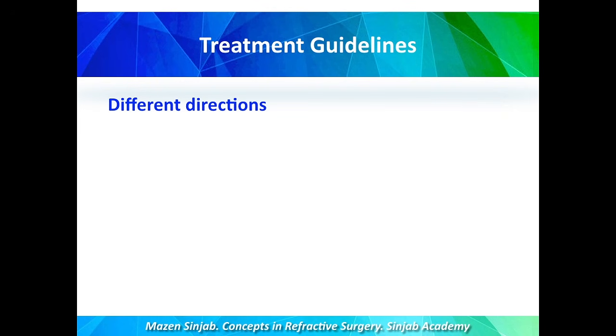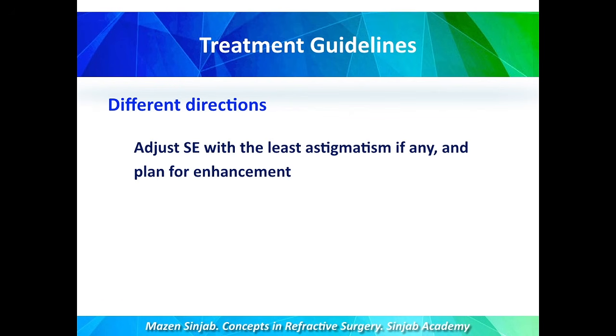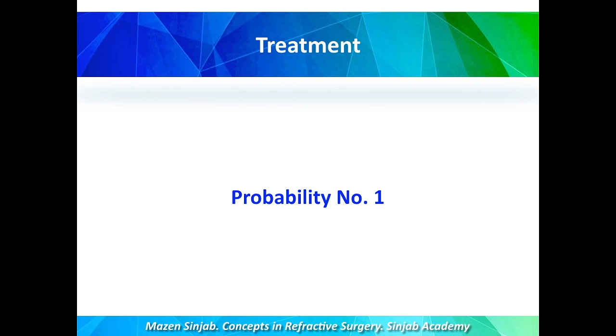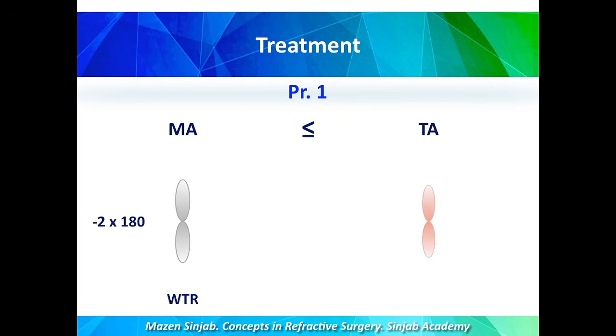In the different direction subclassification, we have only one rule. Adjust the spherical equivalent with the least astigmatism, if any, and plan for enhancement. Now let's study each probability in detail and have some examples. Probability number 1.